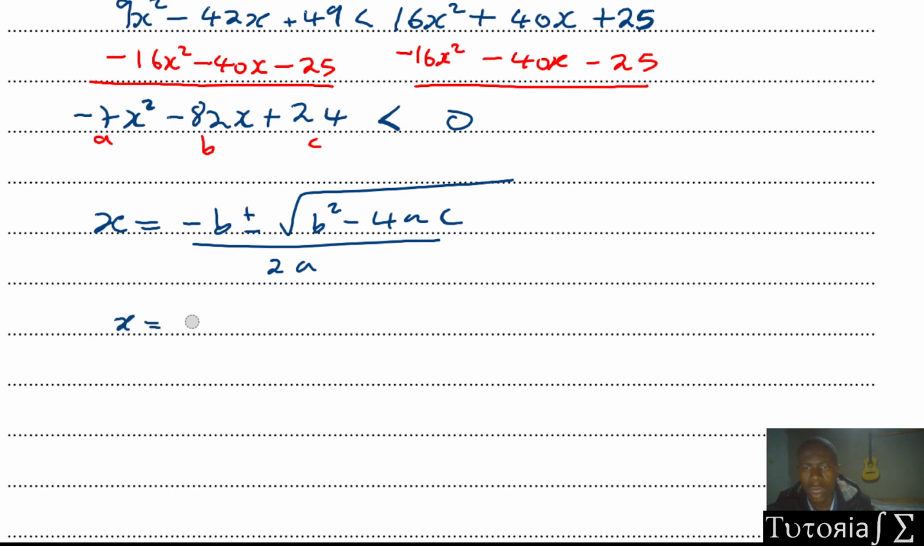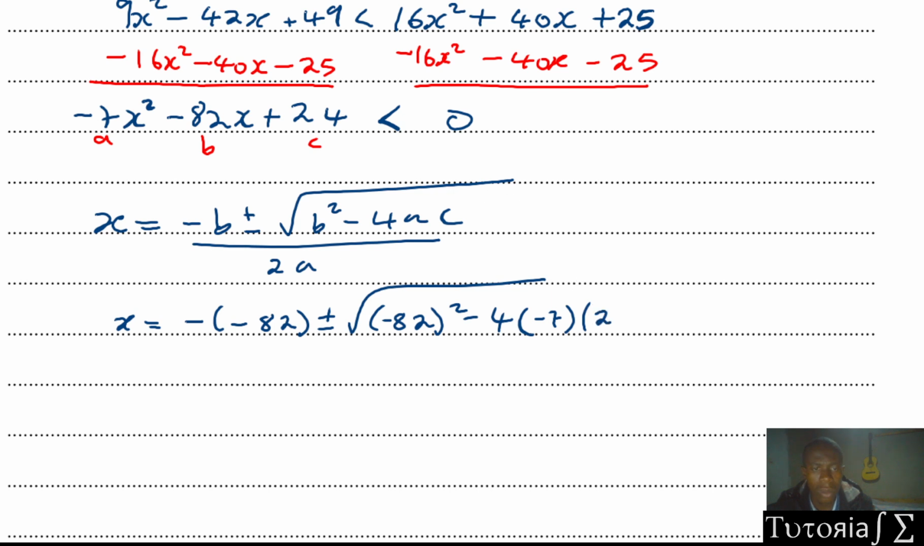x will be equal to negative b, which is negative 82, plus or minus the root of b squared, which is negative 82 squared, minus 4 times our a, which is negative 7, times our c, which is 24. Then all over 2 times our a, which is negative 7.